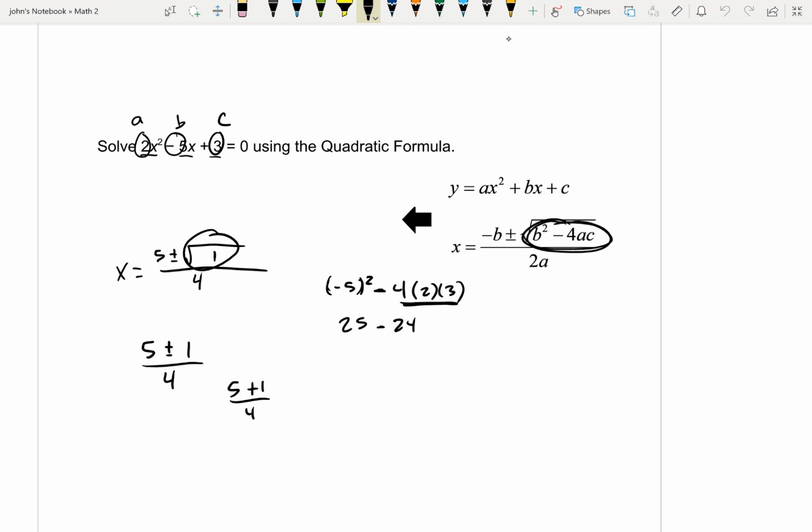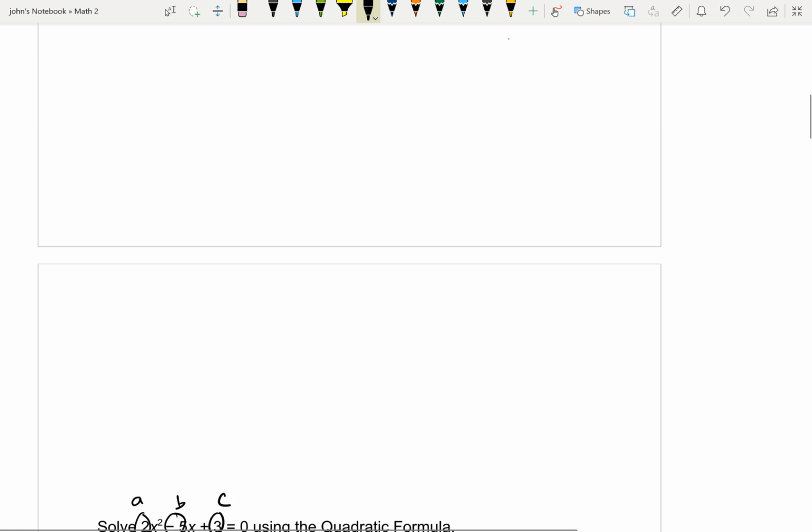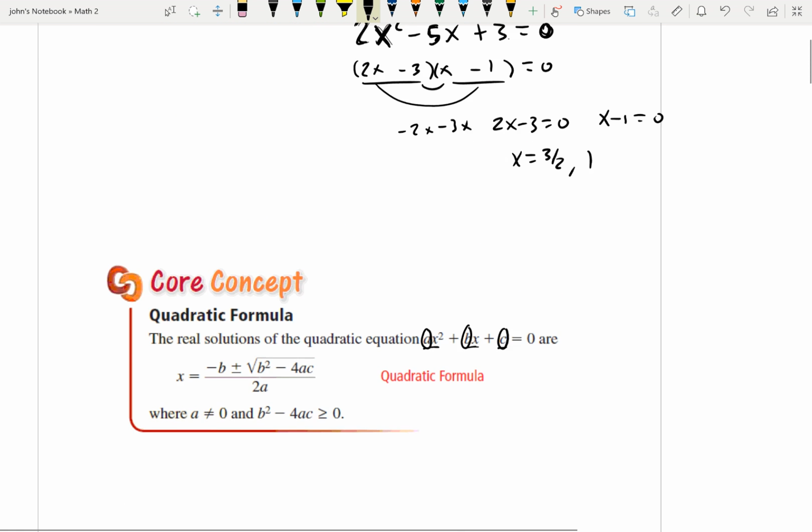So the 5 plus 1 is 6, 6 fourths. Then I have to go 5 minus 1 over 4. That would be 5 minus 1 is 4 over 4. 6 fourths reduces down to be 3 halves. 4 over 4 is 1. There's my 2 answers. Compare that to what we got up above, when we solve by factoring.